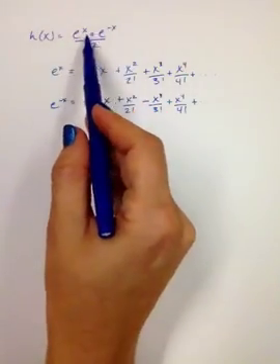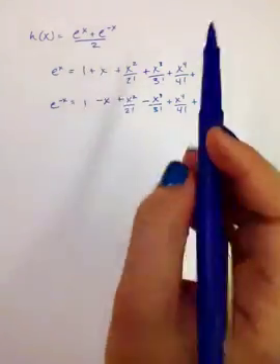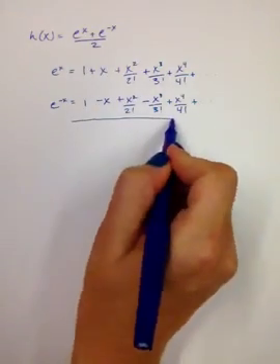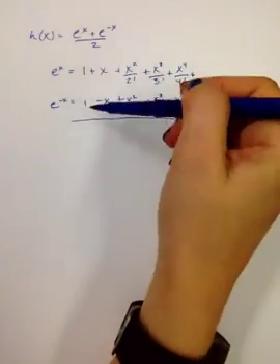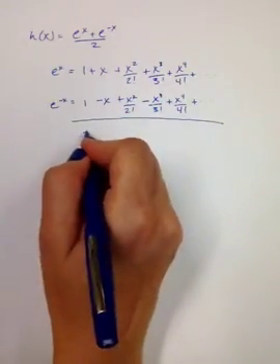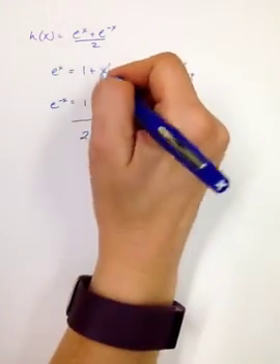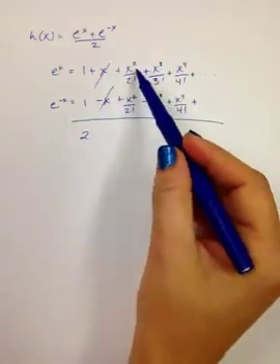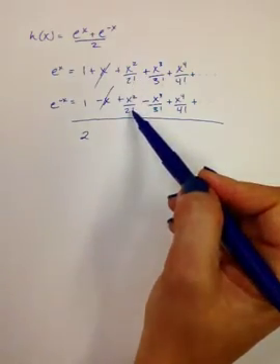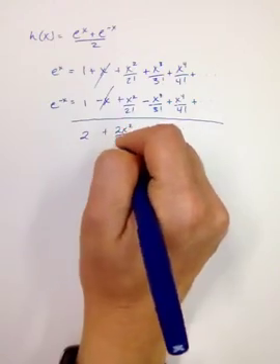So what h of x is asking us to do is add these two together, and then I'm going to divide by 2 at the end. So I'm going to draw a line underneath these and add them term by term so I have like terms vertically aligned. So 1 plus 1 is 2. X plus a negative x is actually 0, so this term cancels out. X squared over 2 factorial plus x squared over 2 factorial is 2x squared over 2 factorial.